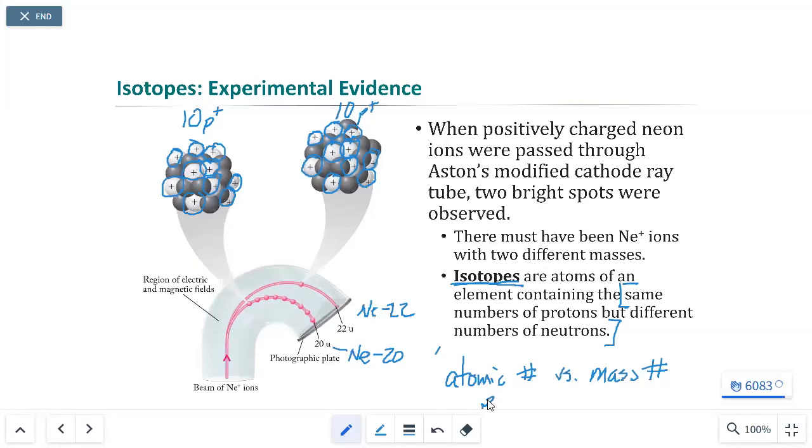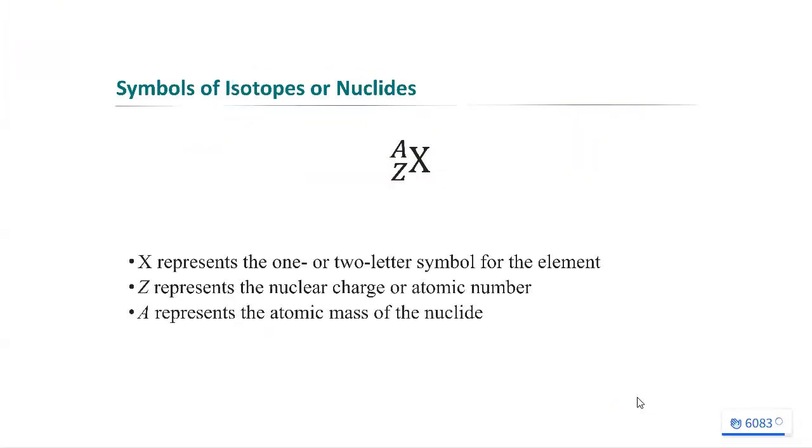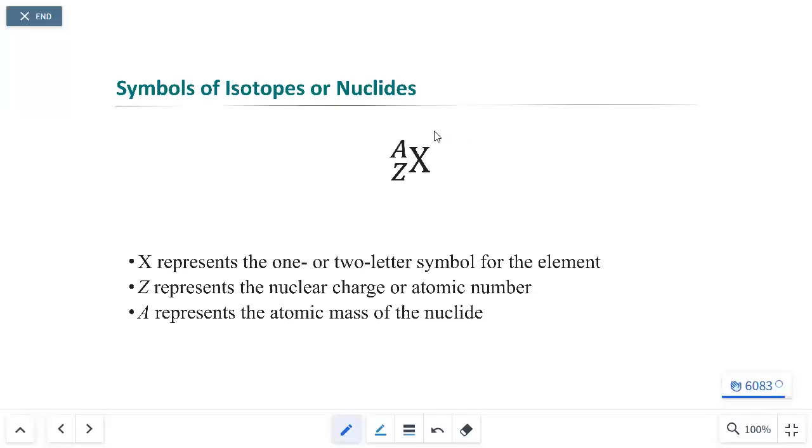Atomic number focuses only on protons. Mass number focuses on neutrons and protons together. So atomic number directly links us to an element. Mass number gives us an idea of what kind of isotope we are looking at for that particular element. And we can put all of that information together in a very condensed form called isotopic notation or nuclide notation.